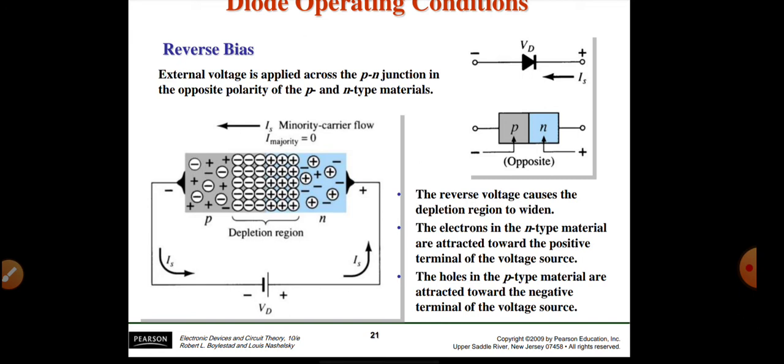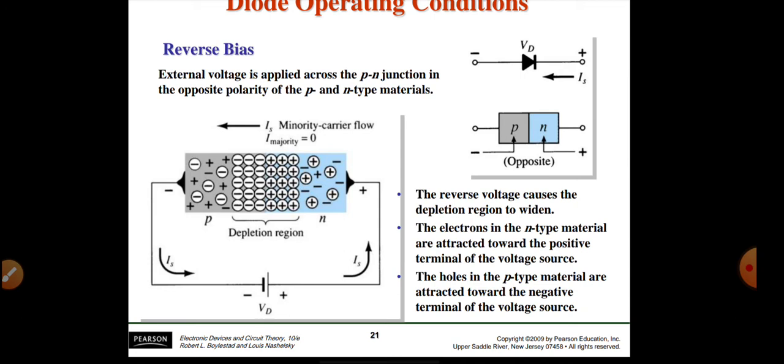In this case the depletion region widens up, and the current that flows is due to the minority charge carriers. We know that wherever the electron is flowing, the current flows in the opposite direction. Current normally flows from the positive terminal to the negative terminal. Keep in mind, current always flows from the positive terminal to the negative terminal, and electrons always flow opposite to that.